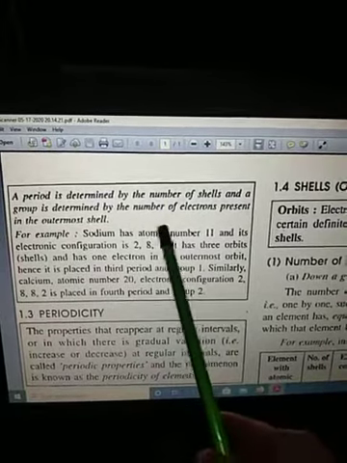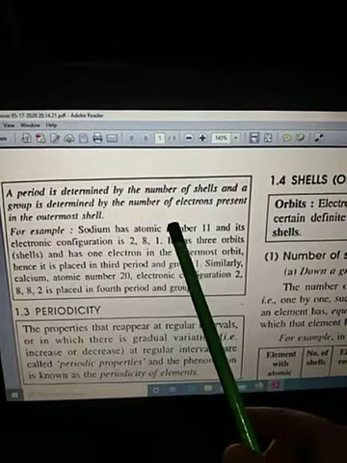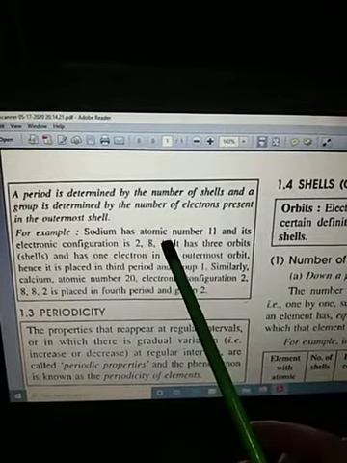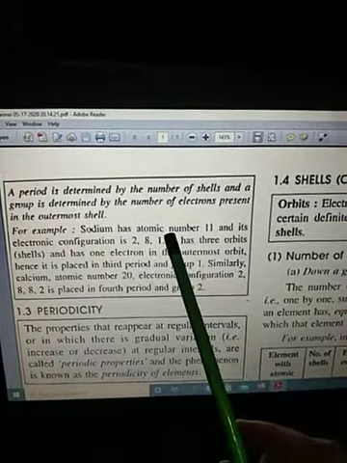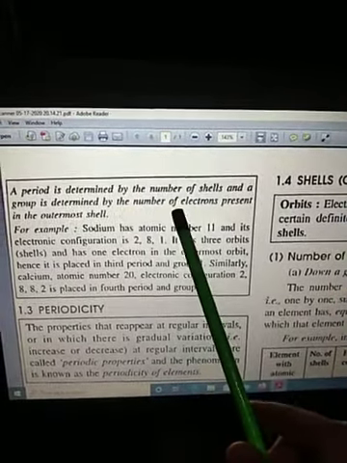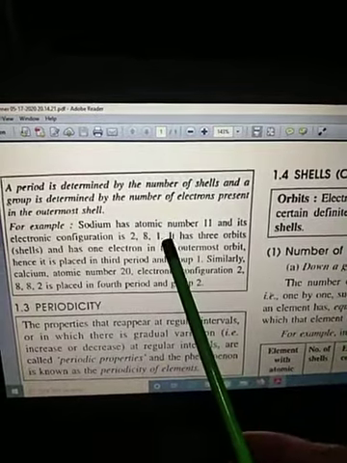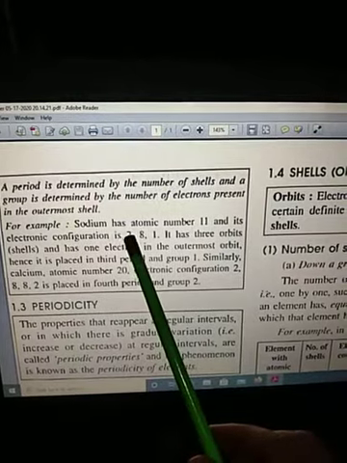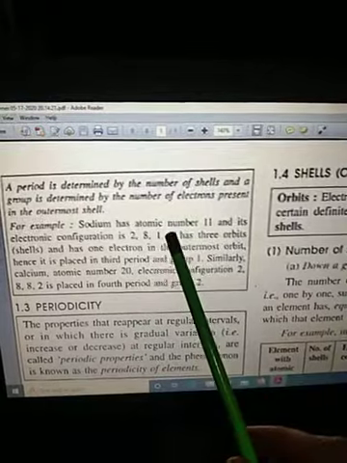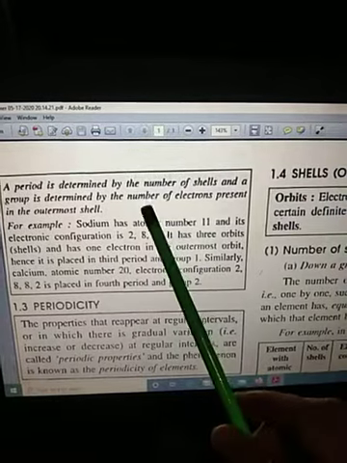Now in this, the outermost shell, whatever number of electrons is there, that will be the group number. Say for example, in this we have got 1 electron in the outermost, so group 1 will be for this, so sodium belongs to group 1. And for period we have to count the number of shells or orbits. First shell, second shell, third shell. So how many shells or orbits? 3. So it belongs to the third period.